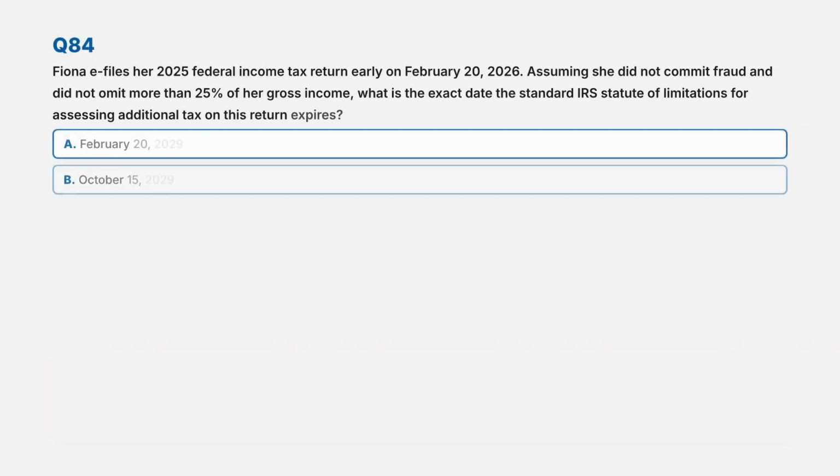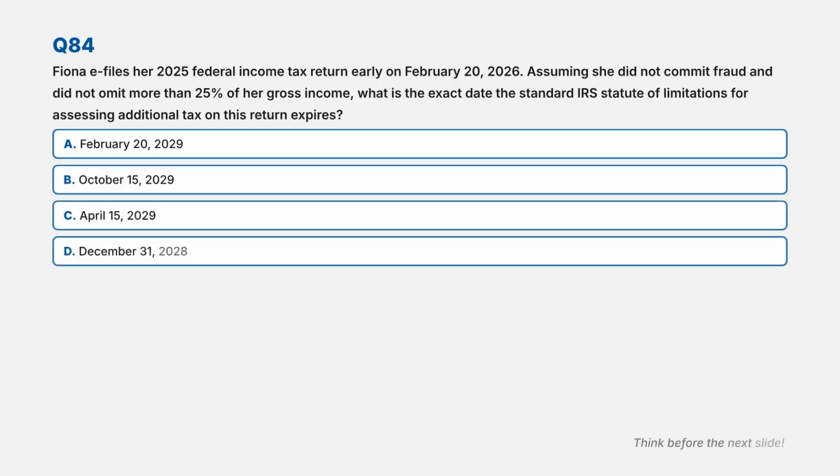Question 84. Here's the scenario. Fiona E. files her 2025 federal income tax return early on February 20th, 2026. Assuming she did not commit fraud and did not omit more than 25% of her gross income, what is the exact date the standard IRS statute of limitations for assessing additional tax on this return expires? A. February 20th, 2029. B. October 15th, 2029. C. April 15th, 2029. D. December 31st, 2028.